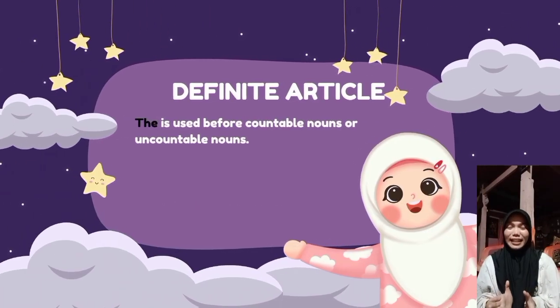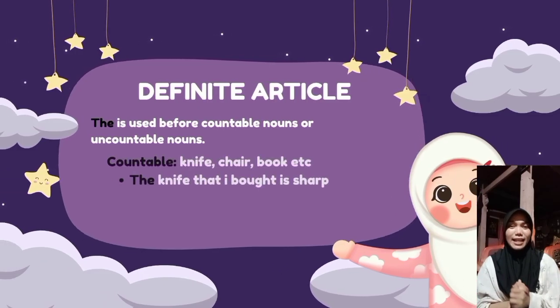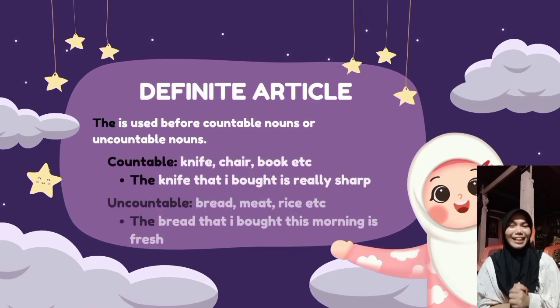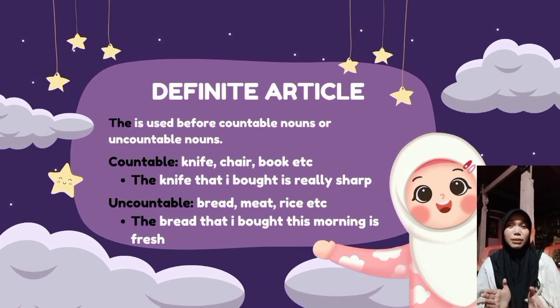Next, the can also be used for countable nouns atau kata benda yang bisa dihitung or uncountable nouns atau kata benda yang tidak bisa dihitung. Here are the examples of countable nouns and uncountable nouns as well as the sentence. For countable nouns, there are knife, chair, book, and so on. For uncountable nouns, there are bread, meat, rice, and so on.